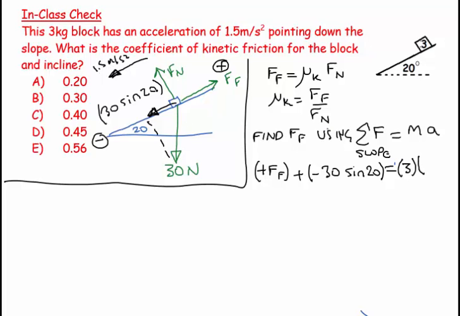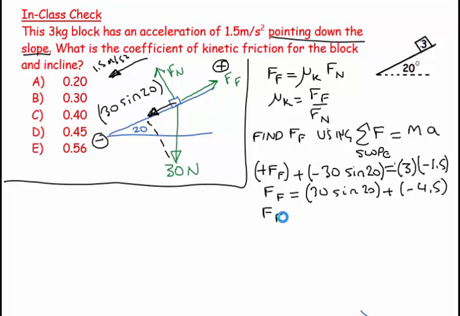But here's the little thing you might miss. That 1.5 meters per second squared is pointing down the slope, and down the slope is negative. So that's a minus 1.5 meters per second squared. A good diagram will help you catch that, whereas with a poorer diagram you might miss it. So Ff is equal to 30 sine 20 plus minus 4.5.